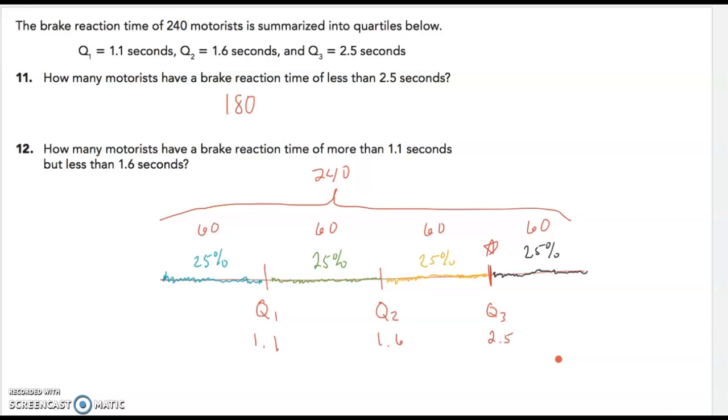Number 12 says, how many motorists have a brake reaction time of more than 1.1 seconds, but less than 1.6? This right here represents 1.1 seconds, and this represents 1.6 seconds. How many motorists have a reaction time in between these two times? Well, that's just 60. So there are 60 people.